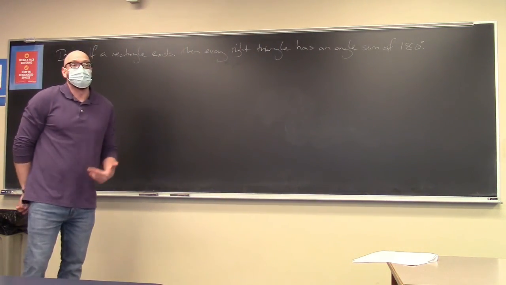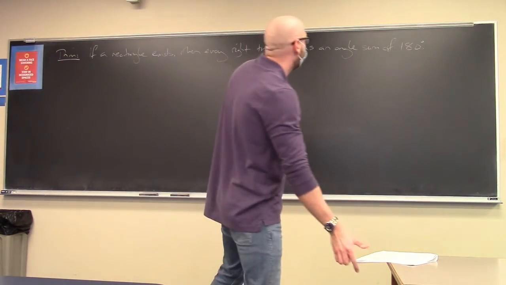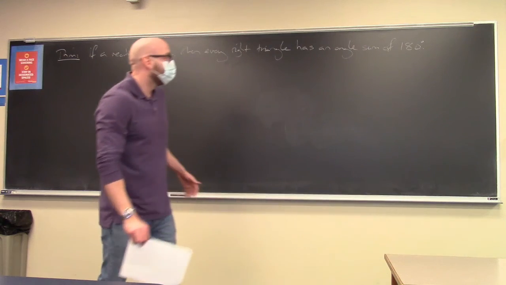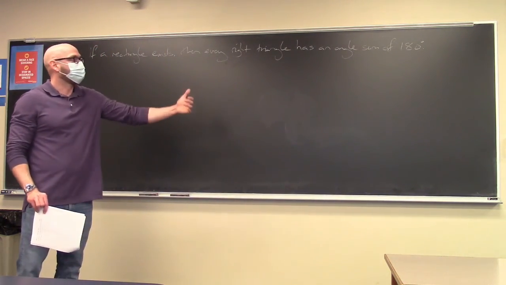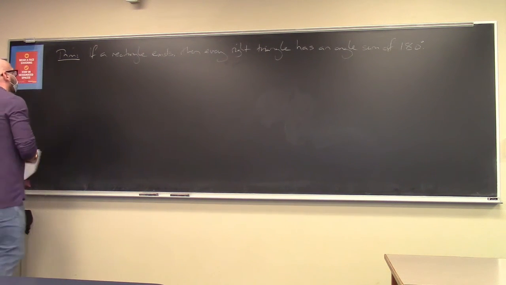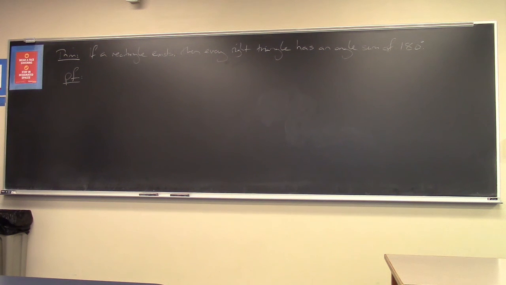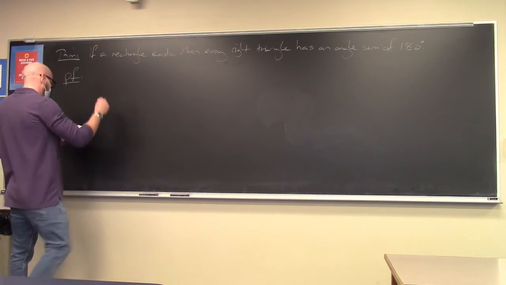This will, of course, be a special case. We're going to prove that every triangle has an angle sum of 180 degrees, but it turns out the easiest way to do this is to first start off by proving that right triangles do. So the proof, I don't know if I'm going to call this a sketch, but I am going to omit writing down a lot of details.